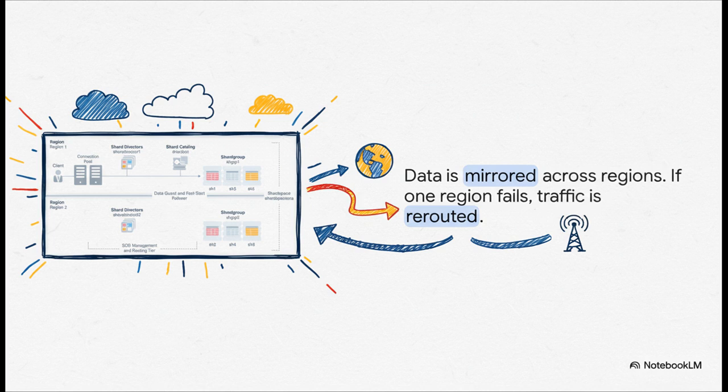You don't just have one set of shards. No way. You create a perfect mirror image, a replica in a completely different part of the world, and the data is constantly kept in sync between them. So if your main data center in, say, Region 1 suddenly fails, the system automatically, instantly reroutes all the traffic to the healthy Region 2. For the user, they literally never notice a thing. The service just keeps on running.